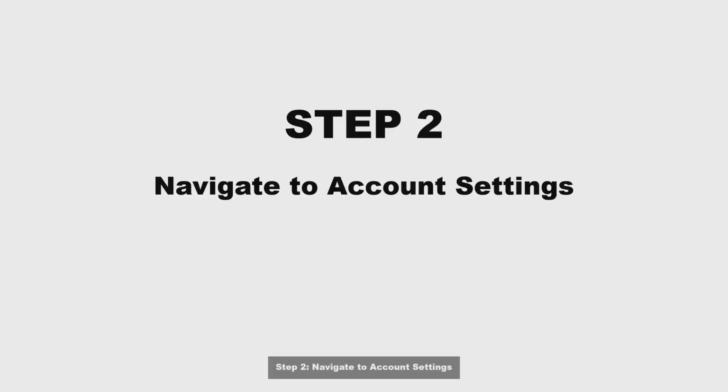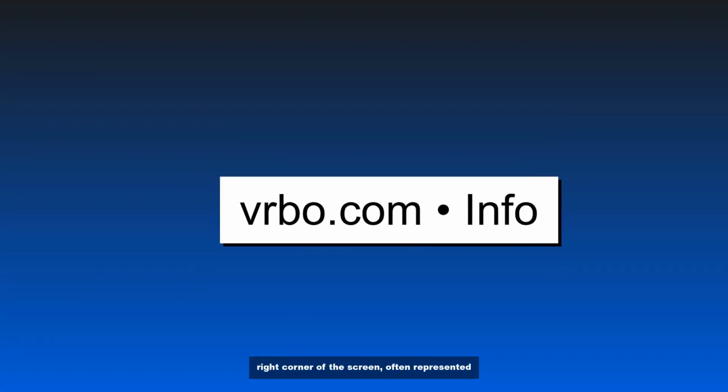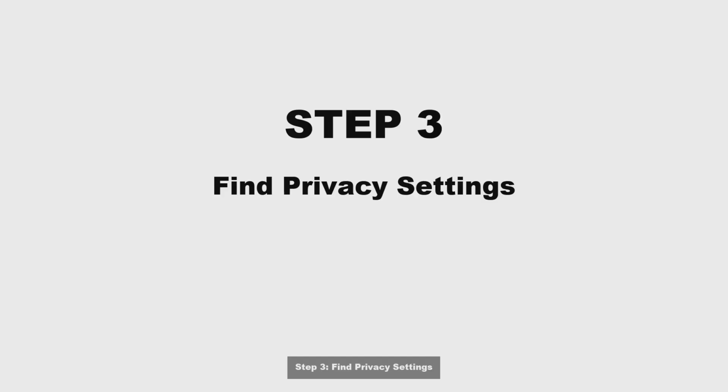Step 2. Navigate to account settings. Once logged in, look for the account settings option. This is usually found in the upper right corner of the screen, often represented by your profile picture or an icon.